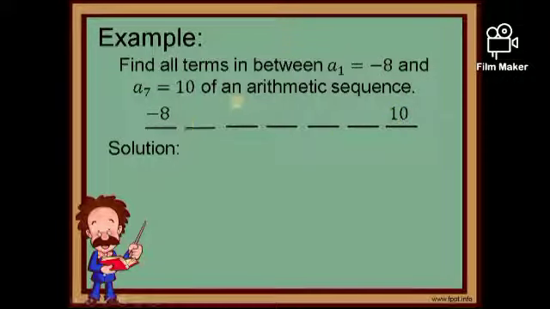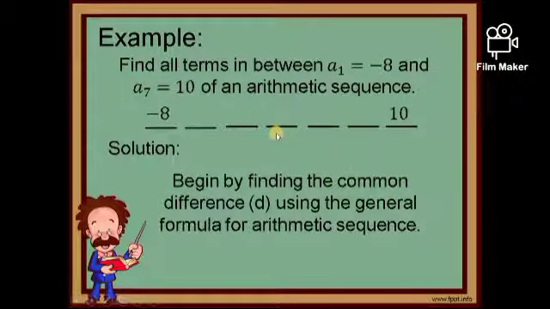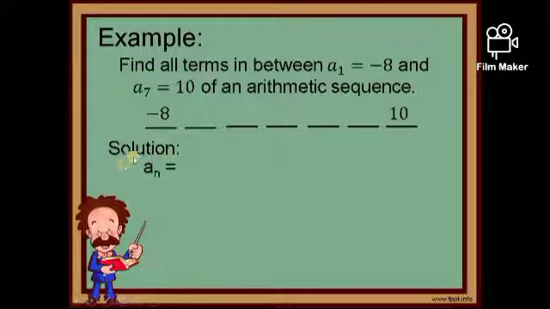Now, for us to fill in these gaps, we need to solve for the common difference using the general formula for arithmetic sequence. So this is the formula again. A sub n equals a sub 1 plus n minus 1 times the common difference d. Now let n equal 7. The question is, sir, why 7? Because we're dealing with 7 terms or 7 numbers. Okay? So plug in 7 to all n's.